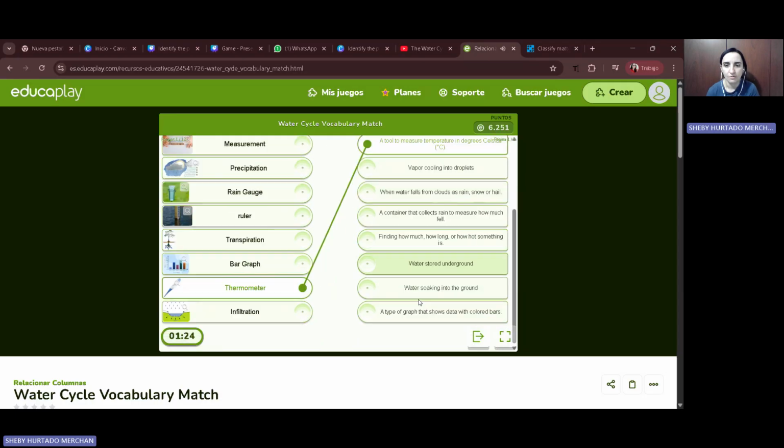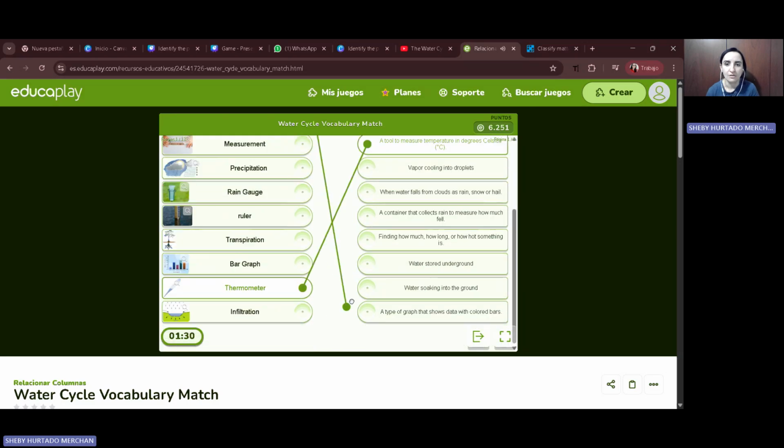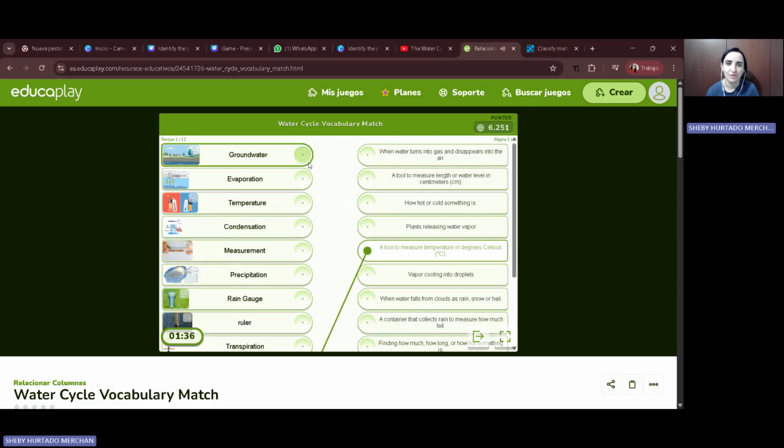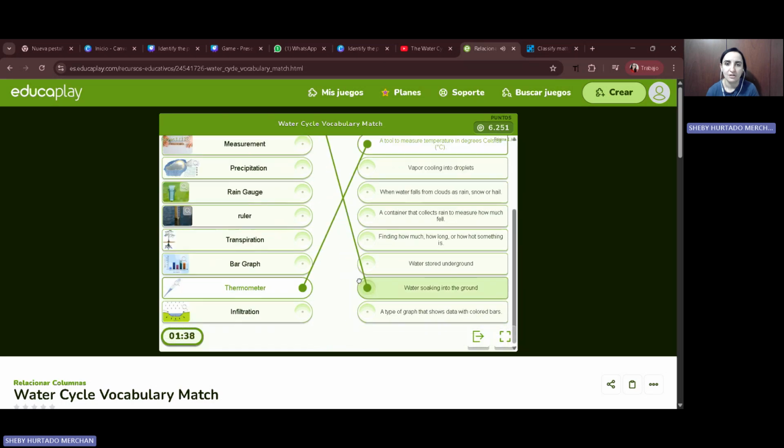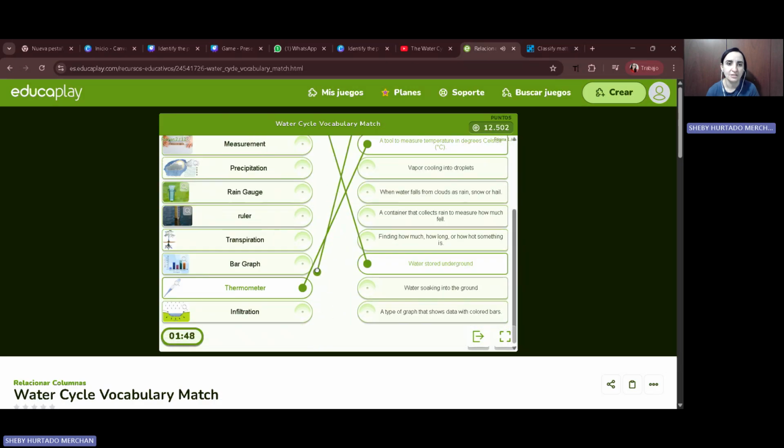Okay, water soaking in the ground. There is the groundwater. Water soaking in the ground. Water stored on the ground. Yes. To measure length or water level in centimeters. A tool in centimeters.